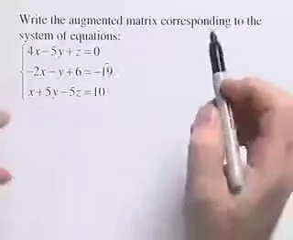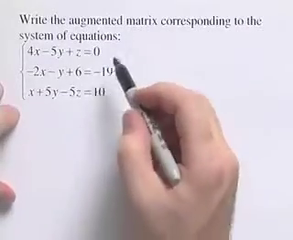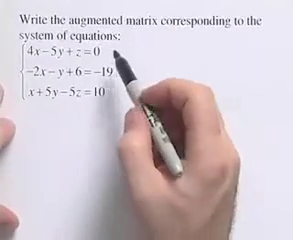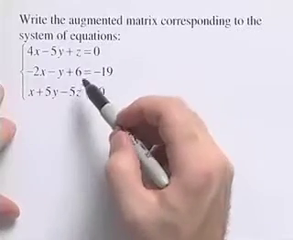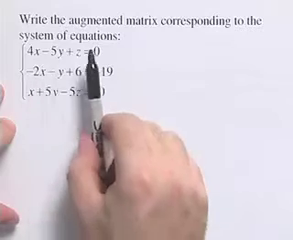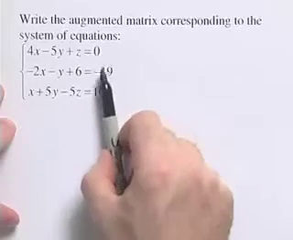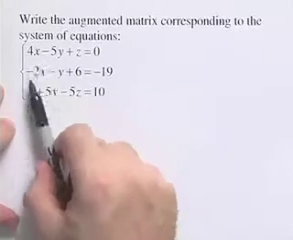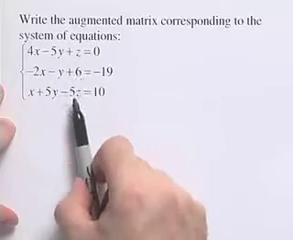For this problem, we want to write the augmented matrix that corresponds to the given system of equations. Here we have our system of equations. Before we write the augmented matrix, we first want to make sure that all our equations are in standard form. That is, we want all the variables to the left side of the equation, or the equal sign, and we want the constants on the right side. We also like to make sure that all our variables are lined up.